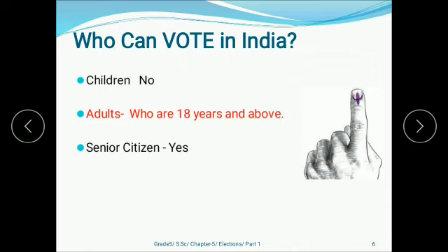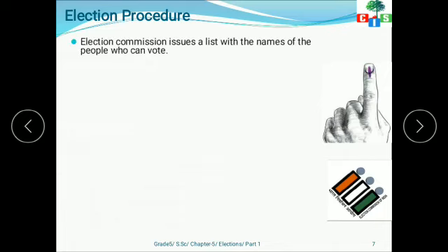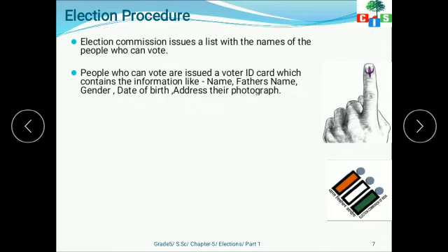Now the next thing, which is very important to understand, is the election procedure, how it is conducted and what the steps involved in an election are. First of all, the Election Commission issues a list with the names of people who can vote. The second stage is that people who can vote are issued a voter ID card.